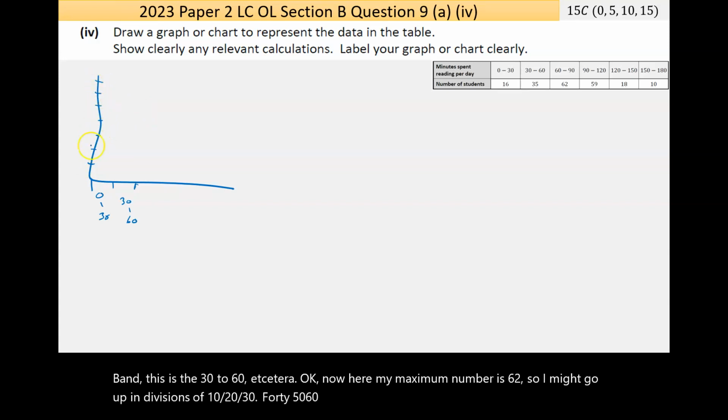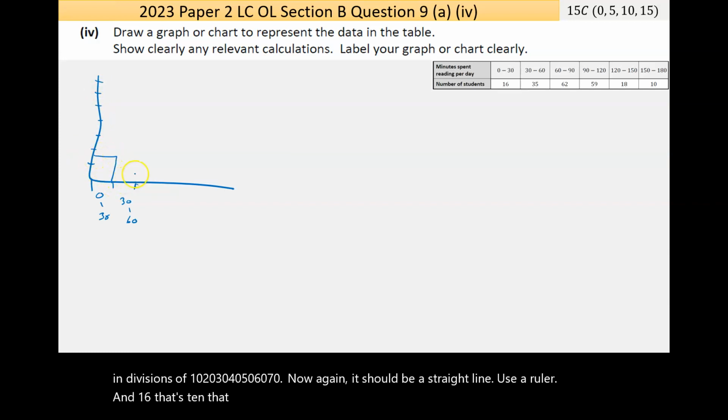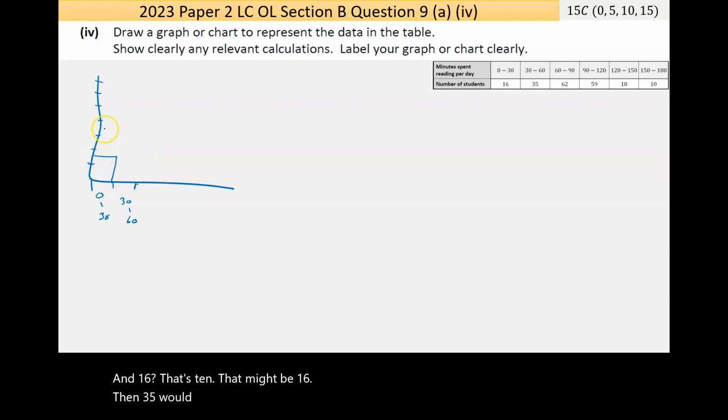Now again, it should be a straight line. Use a ruler. And 16, if that's 10, that might be 16. Then 35 would be, now 10, 20, 35 might be here. And you continue using a ruler. Okay. Now, bar chart's fine.